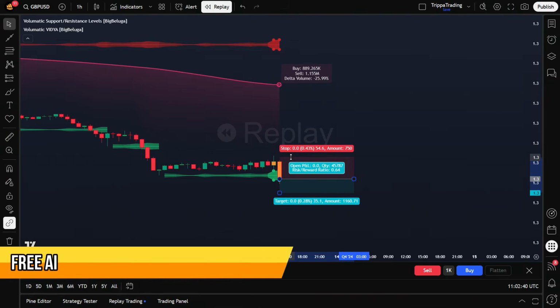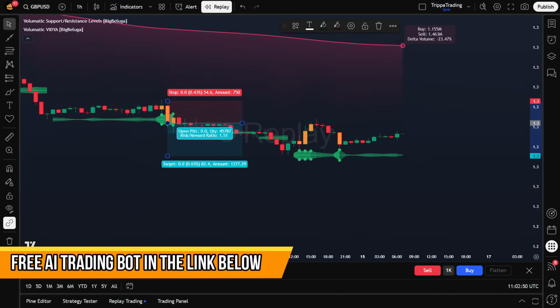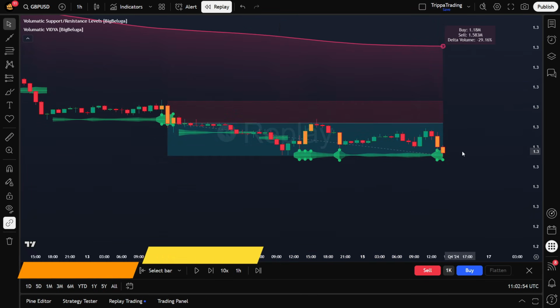So we can open a sell position over here. The stop loss can be set just above its high, and then just let the price continue to slide smoothly and hit the take profit target.